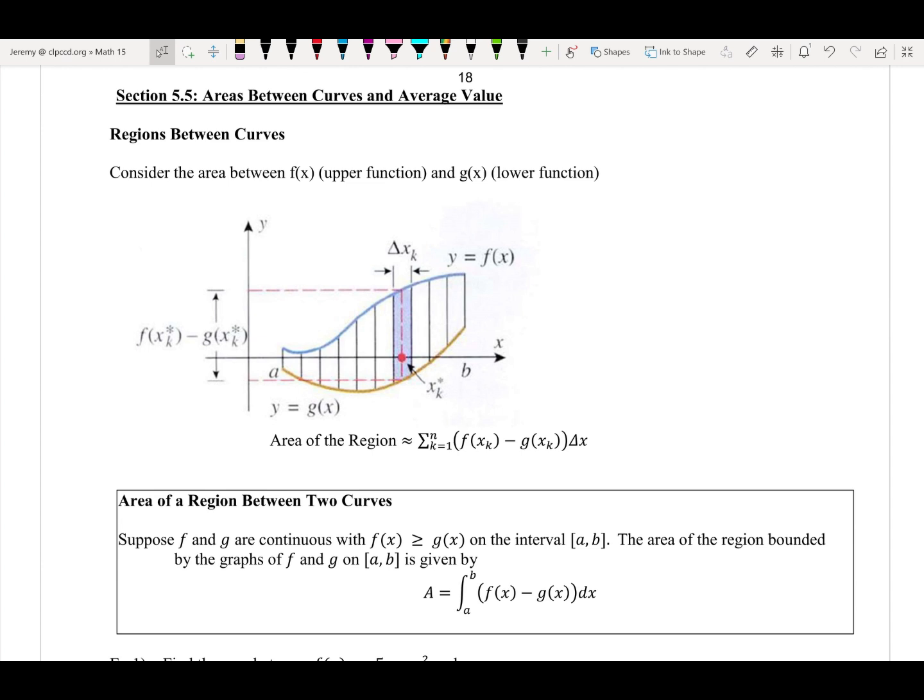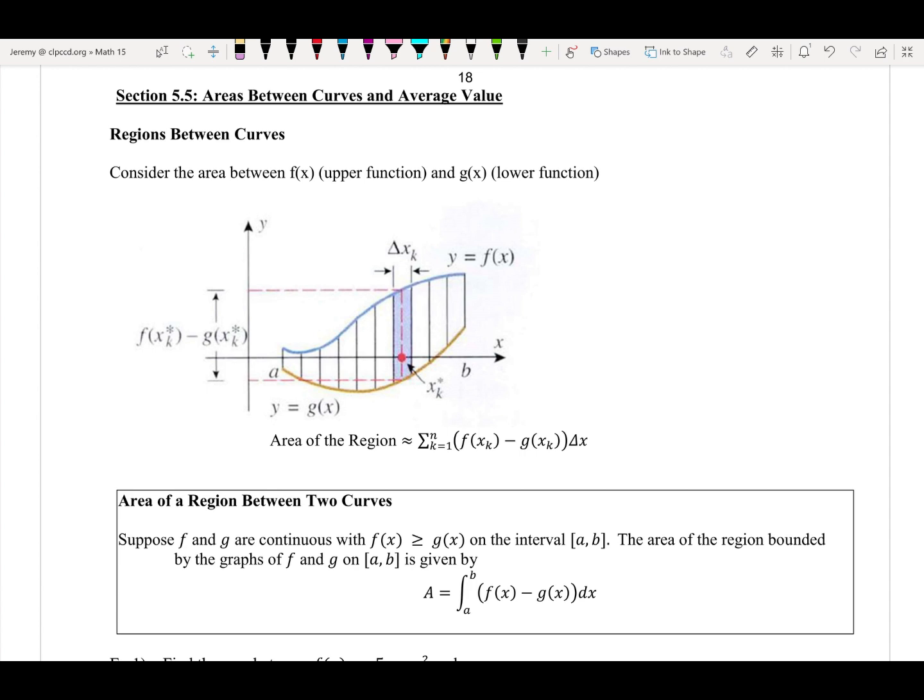Suppose we have two functions. In this picture here, we've got f of x and g of x. And suppose we want to find the area bounded by those two curves. Sometimes we'll be looking over an interval, like in this case, between x equals a and x equals b. Or sometimes we'll be using intersection points of the two curves.